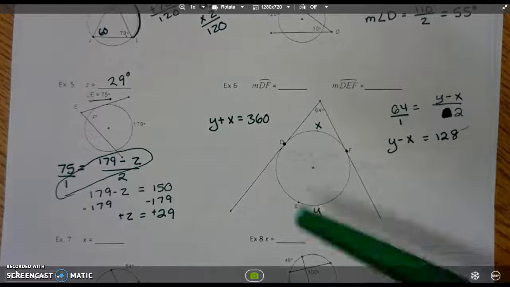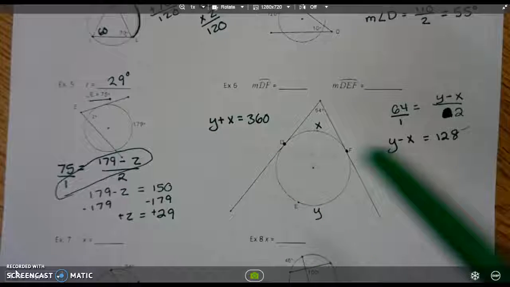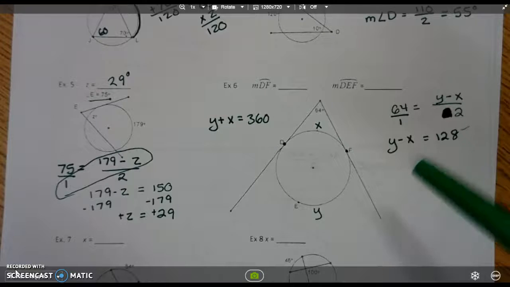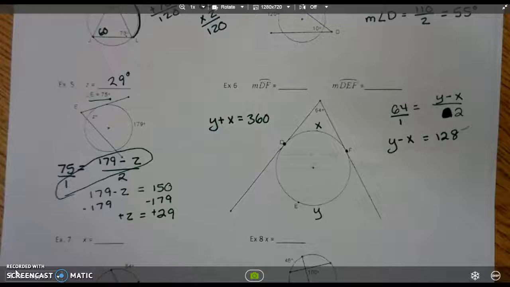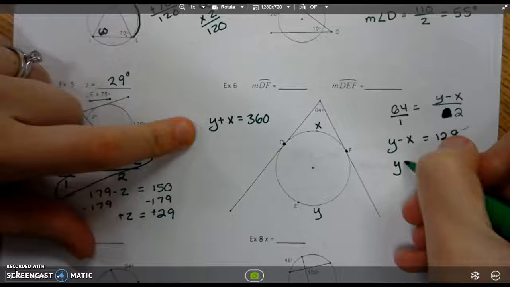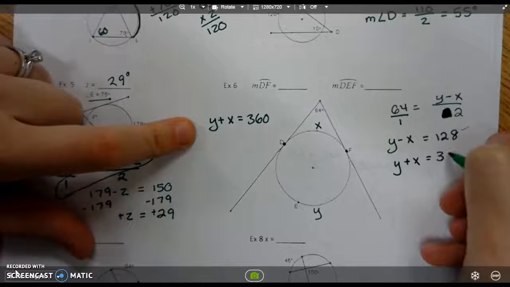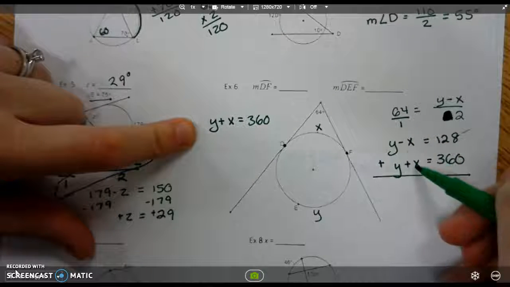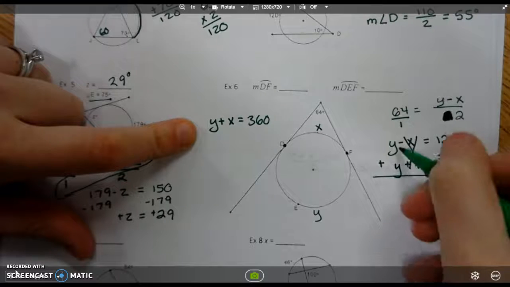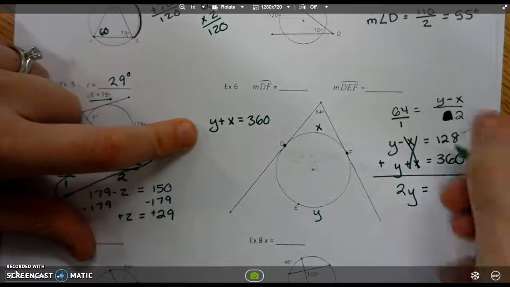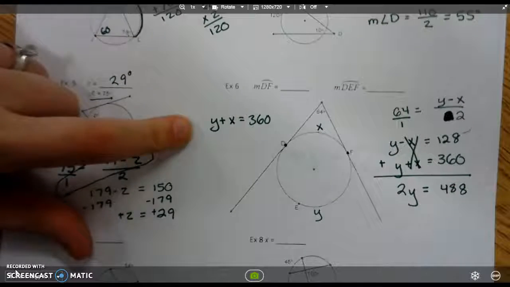And now I have 2 equations. I have y plus x equals 360, and I have y minus x is equal to 128. So what I'm going to do is go back to systems of equations from last school year, and add these 2 equations together. So I'm going to put this one underneath that one. If I add these 2 equations together, negative x and positive x will cancel out. Y plus y is 2y. And the rest is just constant, so not hard over there.